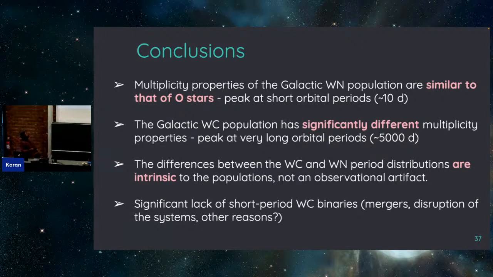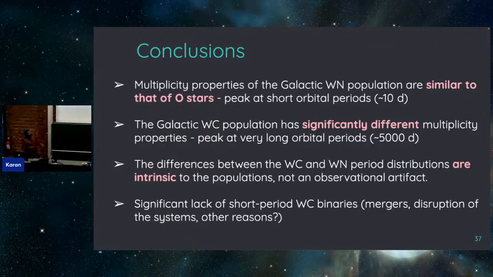So in conclusion, what did we learn? That the multiplicity properties of galactic WN stars are similar to that of O stars. So O stars are also in short binaries, as I said, because they interact. And we found that a lot of the nitrogen-rich Wolf-Rayet stars are also in short period binaries. That's good. That means all is good and dandy, and we can explain everything with our current understanding of binary evolution. The WC population has a significantly different peak of the period distribution.